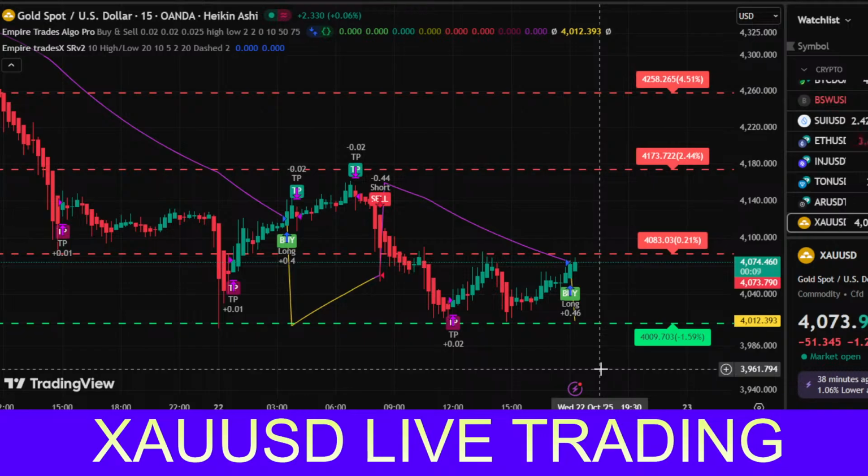MT5 also boasts a more powerful backtesting environment for automated trading strategies, allowing for multi-threaded and multi-currency testing, which can lead to more efficient and accurate optimization of EAs.